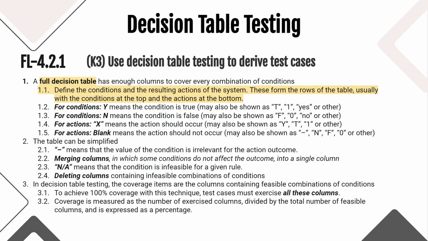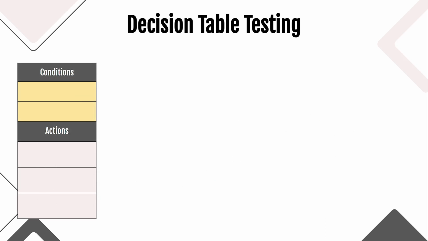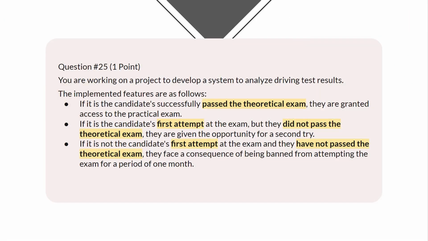Therefore, we will go through all the steps of using decision table testing to derive test cases. The first step is to build a full decision table that has enough columns to cover every combination of conditions. We need to define the conditions and the resulting actions of the system. These form the rows of the table, usually with the conditions at the top and the actions at the bottom. Let's find the conditions in our requirements. For beginners, this is quite a difficult task. That is why in the ISTQB questions the tables are built for us.